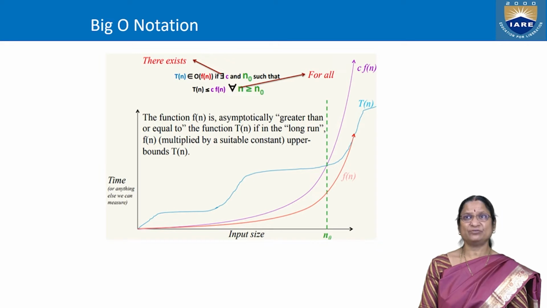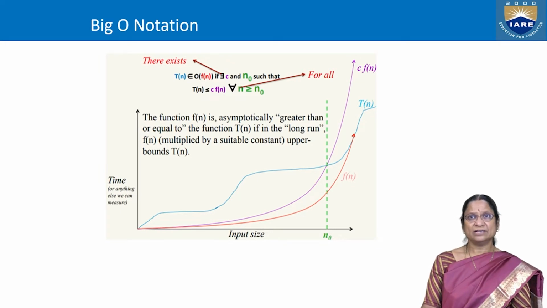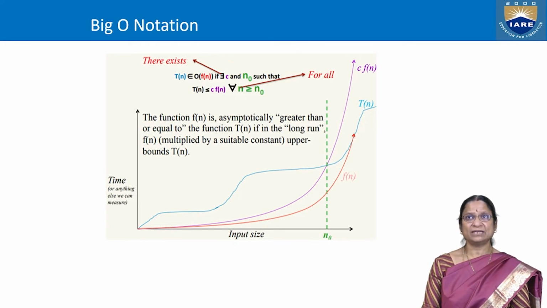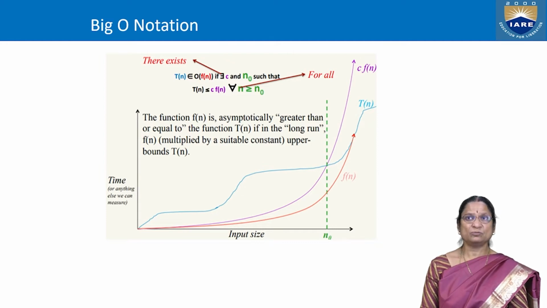Big O notation is defined like this actually. So what is big O notation? When we are using these notations, we will consider two functions, f of n and g of n. That is, the function f of n is asymptotically greater than or equal to the function g of n or t of n. Then in the long run, your f of n is going to be multiplied by a suitable constant, which is an upper bound of t of n.